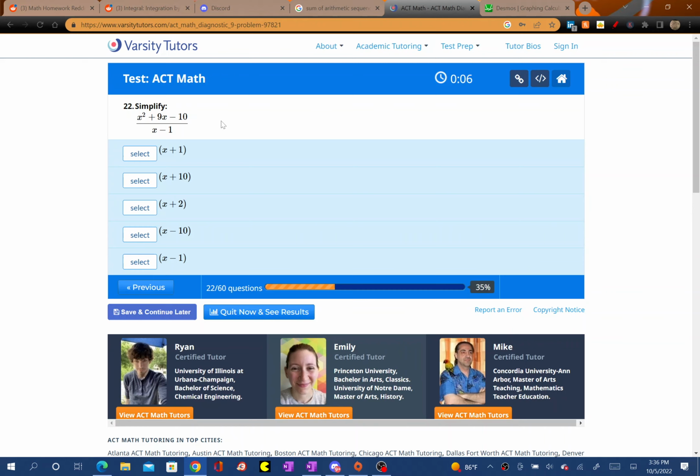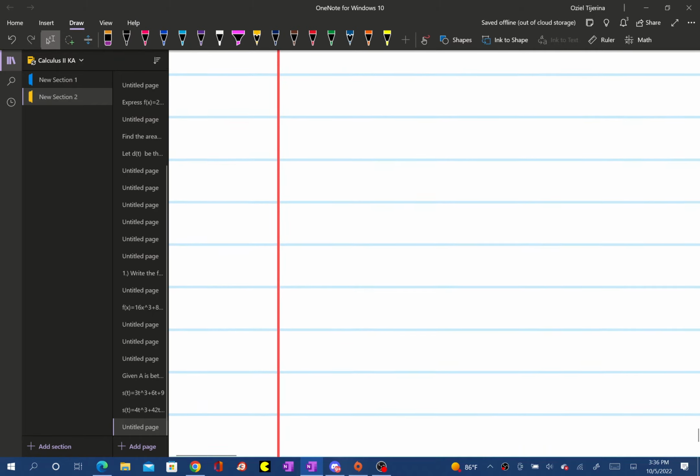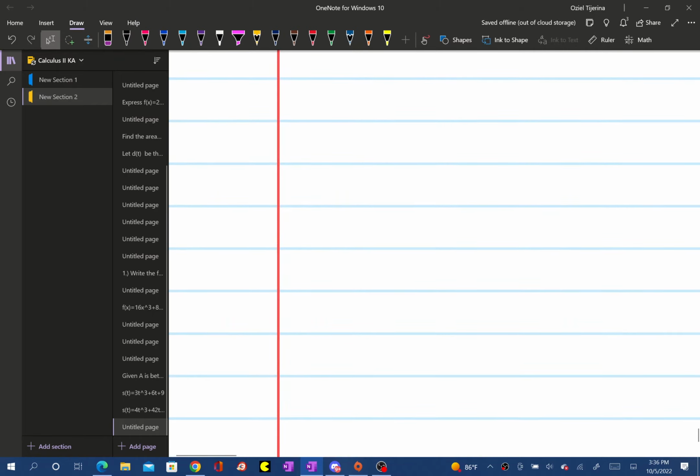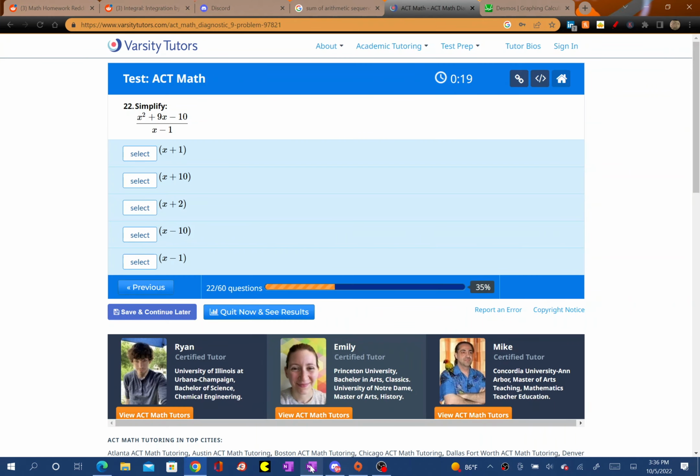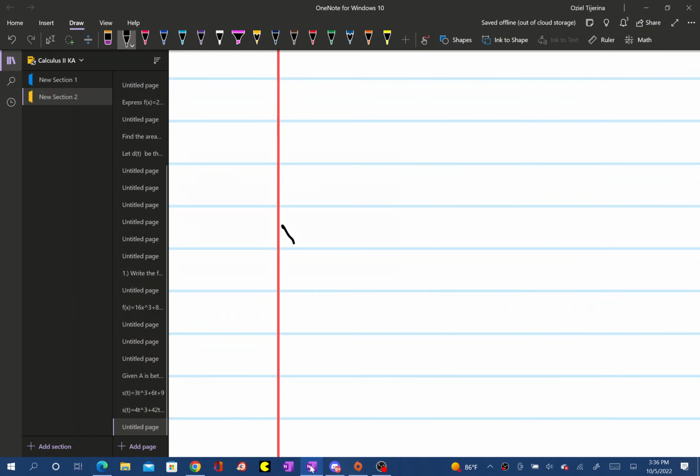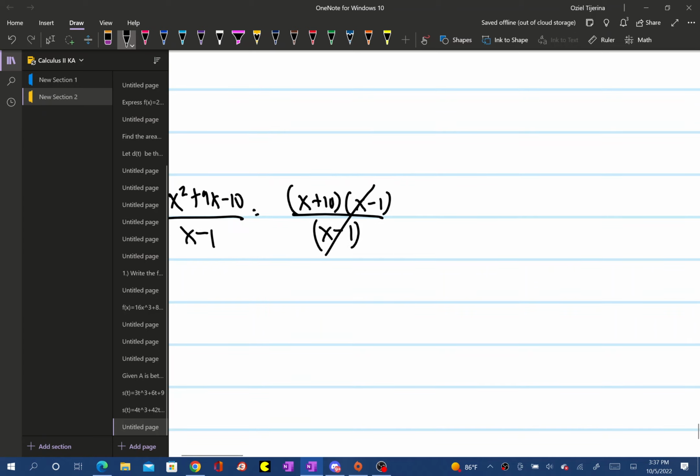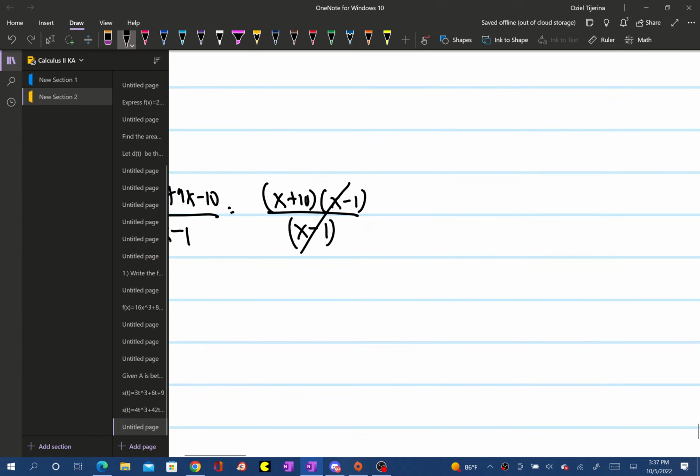Alright, x squared plus 9x minus 10 over x minus 1. You do not have to do long division with this. You can literally factor it, unless you want to. But you don't have to do long division. This is the quantity x plus 10 times x minus 1 over x minus 1. This cancels out. This is x plus 10.